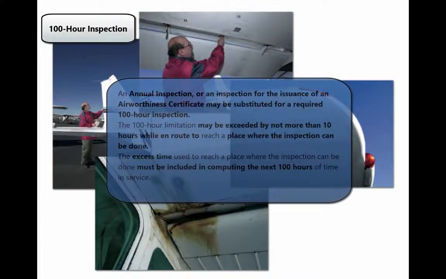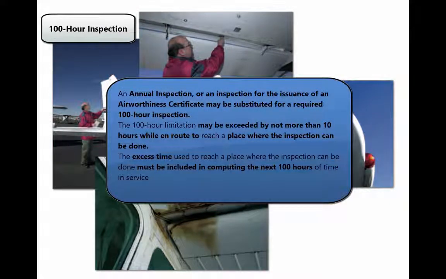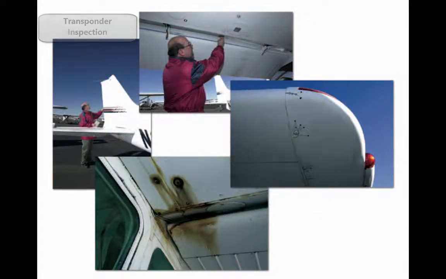This inspection must be performed by an FAA-certificated A&P mechanic, an appropriately rated FAA-certificated repair station, or by the aircraft manufacturer. An annual inspection, or an inspection for the issuance of an airworthiness certificate, may be substituted for a required 100-hour inspection. The 100-hour inspection may be exceeded by not more than 10 hours while en route to reach a place where the inspection can be done. The excess time used to reach a place where the inspection can be done must be included in computing the next 100 hours of time in service.